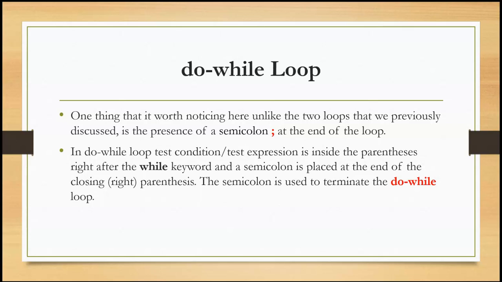In the do while loop, the test condition or the test expression is contained inside the parenthesis right after the while keyword. Okay, and a semicolon is placed at the end of the closing parenthesis. Okay, the closing parenthesis is the right parenthesis. Okay, the semicolon is used to terminate the do while loop.